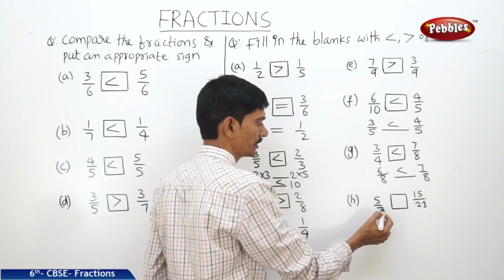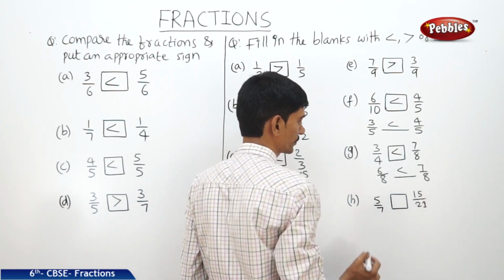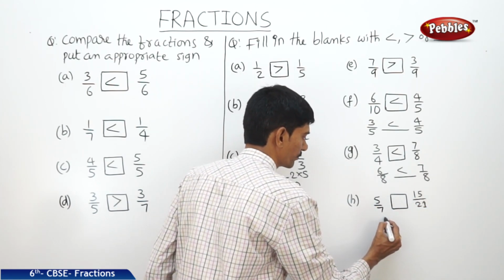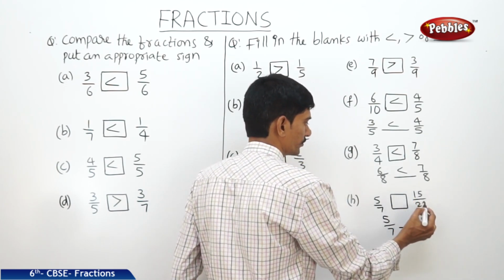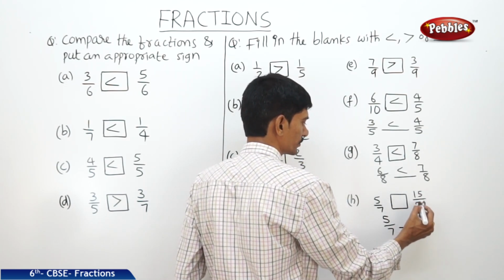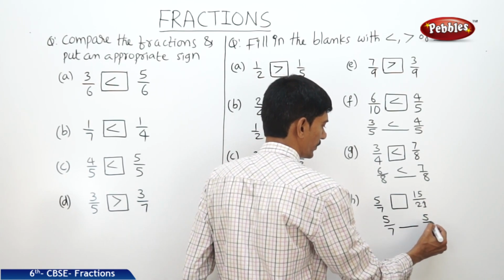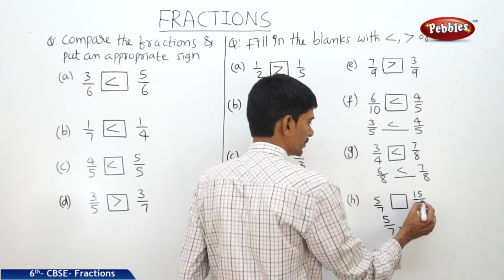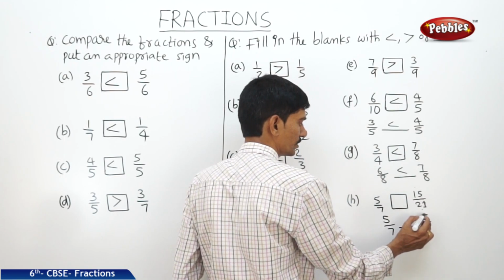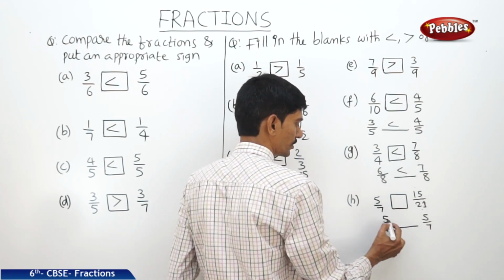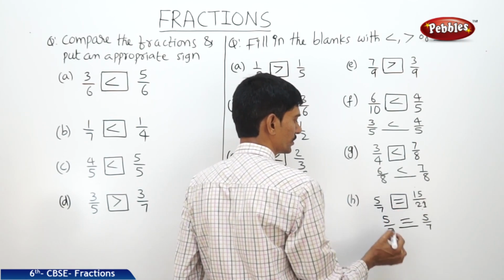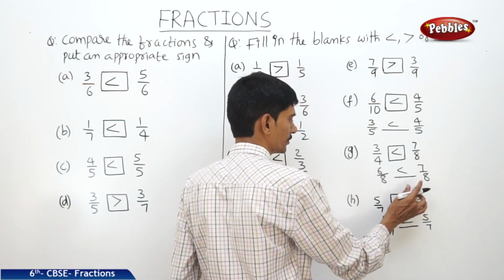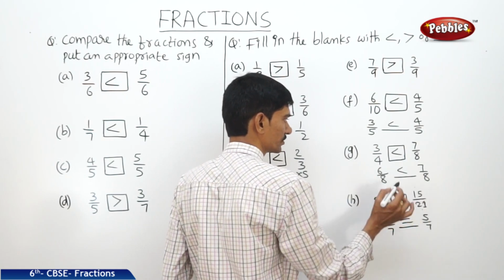Next, 5 by 7 dash 15 by 21. Here 5 by 7 is in the simplest form. If you write 15 by 21 in the simplest form, we get 5 by 7. 3 5s are 15, 3 7s are 21. So we get 5 by 7. Here 5 by 7 is equal to 5 by 7. So 5 by 7 is the same as 15 by 21. These two are equivalent fractions.